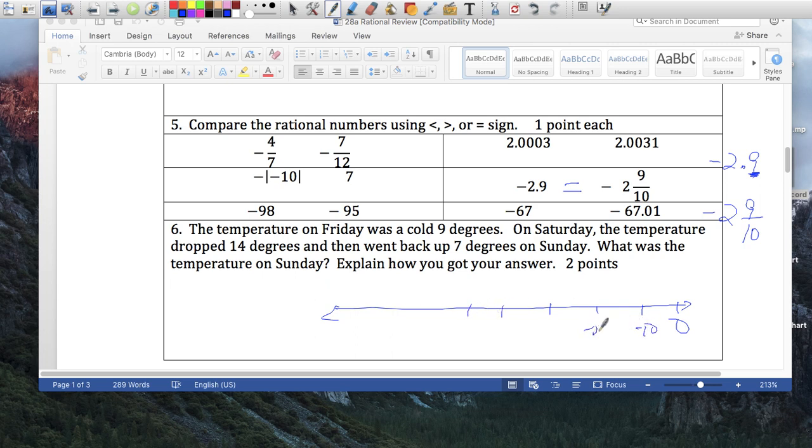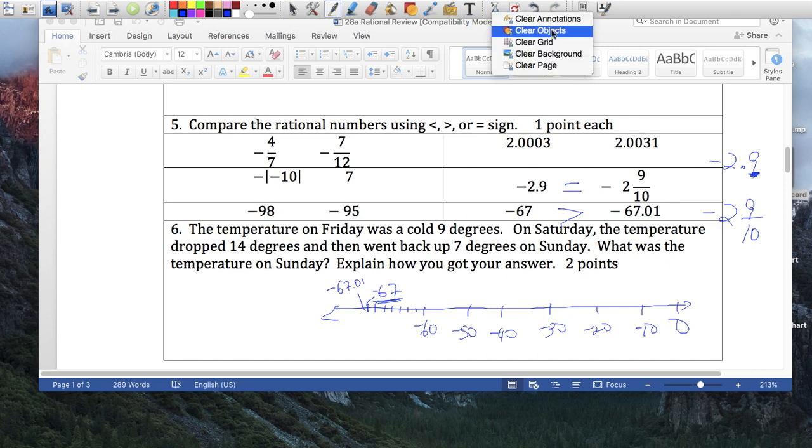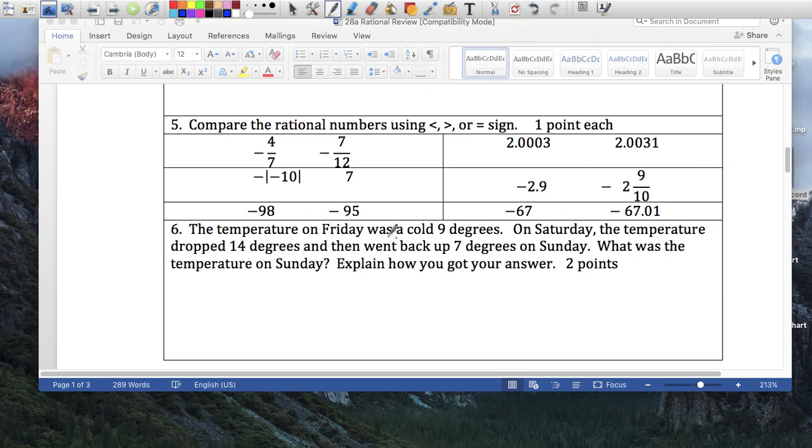Negative 10, negative 20, negative 30, negative 40, as I'm counting, right? Negative 50, negative 60, and then I'm going to go negative 61, 62, 63, 64, 65, 66. Negative 67 apparently is here. Negative 67.01 will be really, really close and be right on that side. So who's on the right? Negative 67 is, which makes this the bigger number.